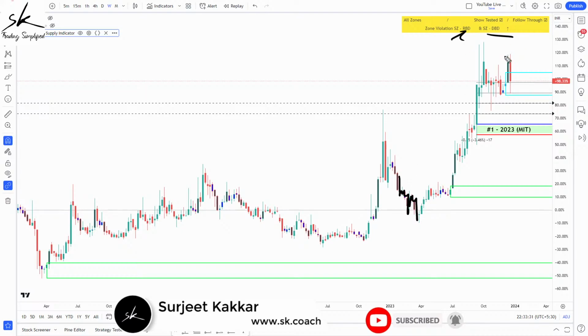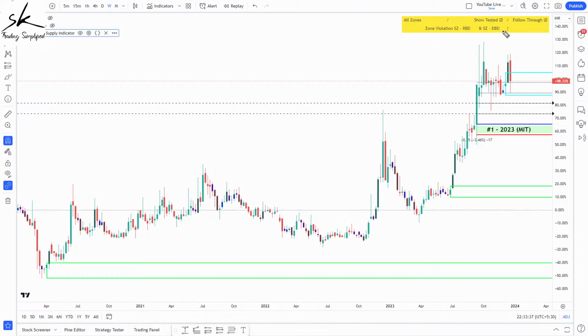Since we have violations of supply, and if the supplies are getting violated, that implies prices are making new highs, and that can only happen in an uptrend.